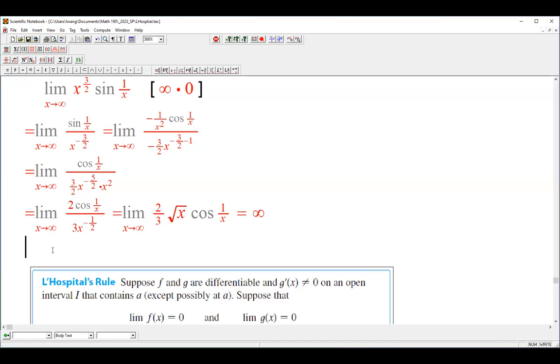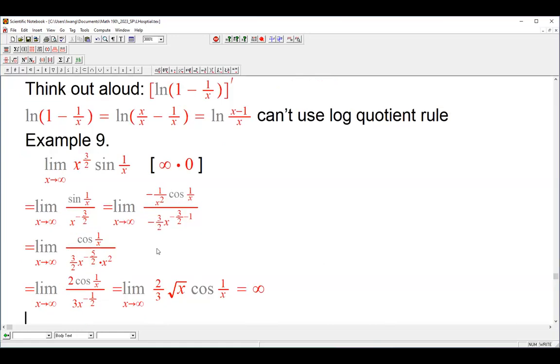One more trig related function. Maybe one more, two more. Okay. Example number 10.